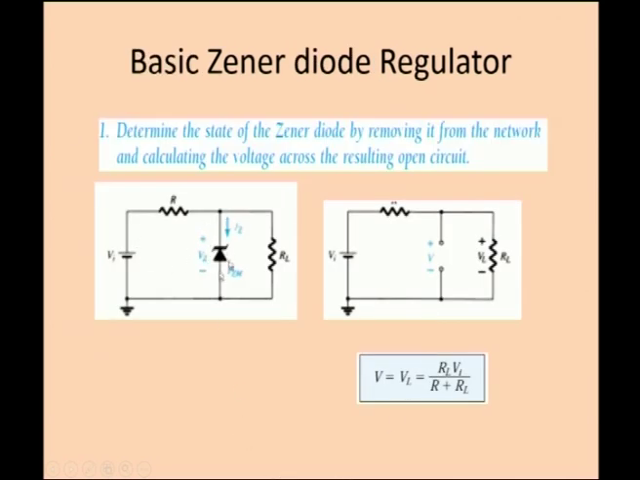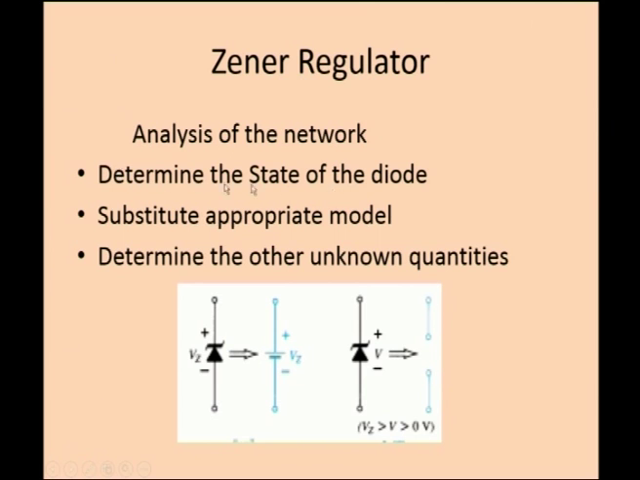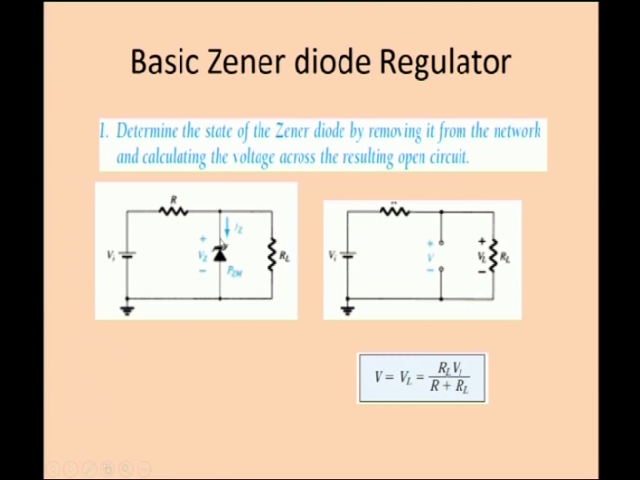This is the basic Zener diode regulator. The first step in the analysis is to determine the state of the Zener diode by removing it from the network and calculating the voltage across the resulting open circuit. So first you have to remove this diode, and after removing it, calculate the voltage across these two terminals.